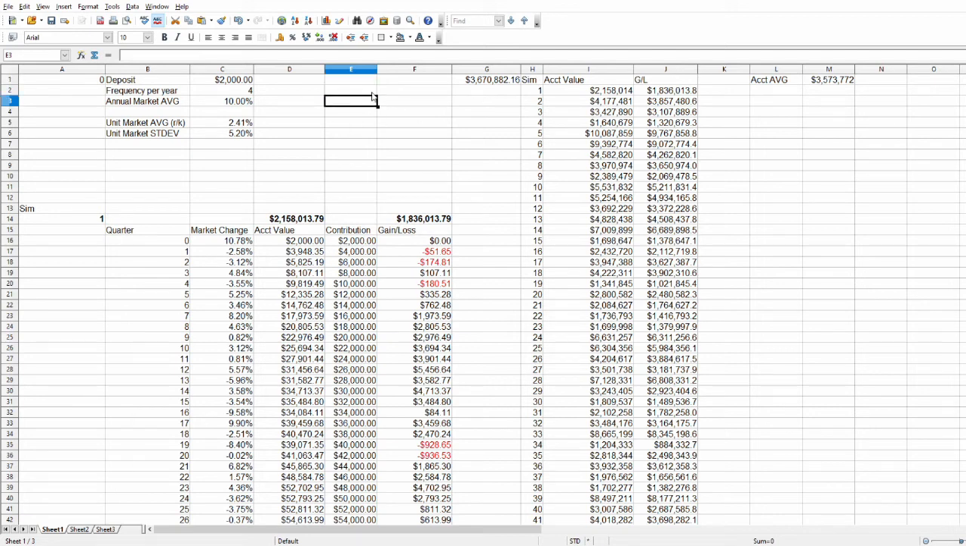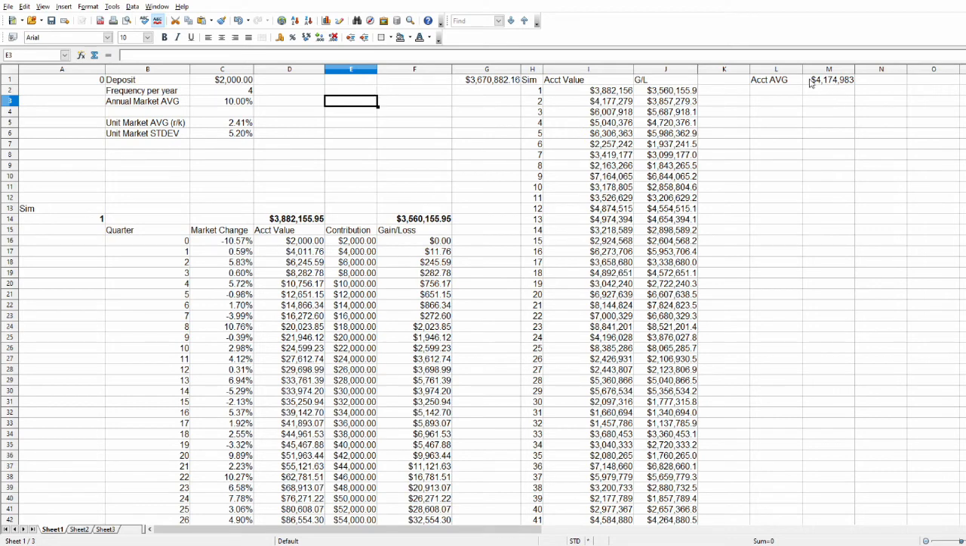Again, I'm going to hit F9 in the blank cell. And again, ooh, look at that. I average $4.2 million, right? So this average is not subject to being constant. It still has variability, but not as much variability as I had in the account values. And I can do the same thing for the gains and loss average.